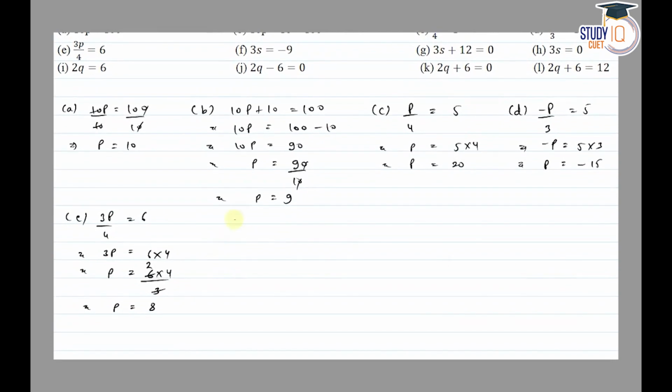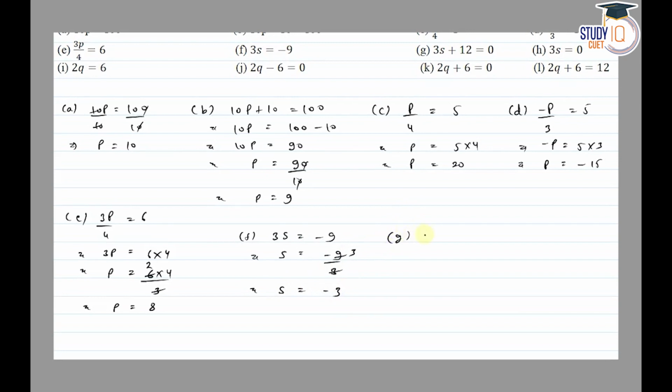Then part F is equal to 3s is equal to minus 9. So s is equal to 3 को हम इधर shift कर देंगे, so हो जाएगा minus 9 by 3. So 9 3 से cancel out हो जाएगा 3 time, so हो जाएगा s equal to minus 3.